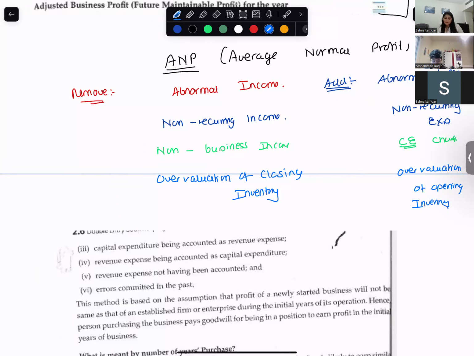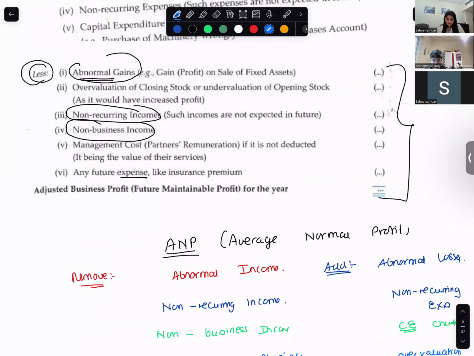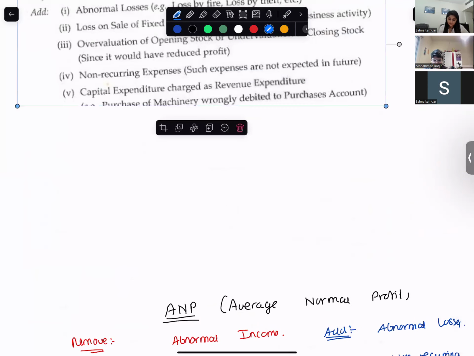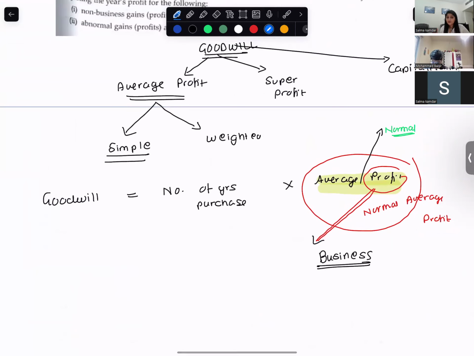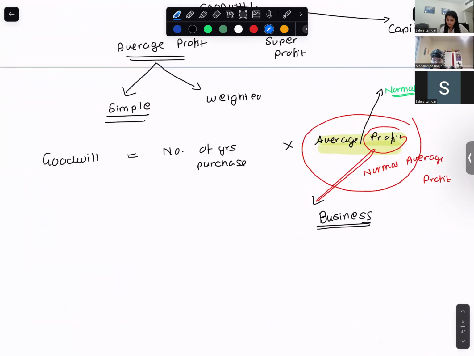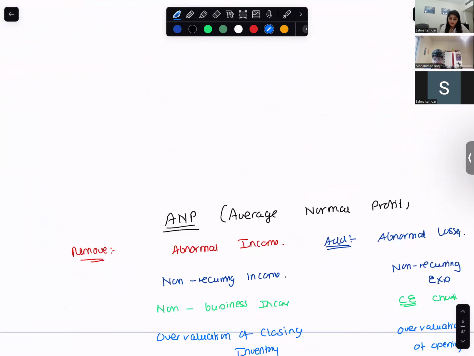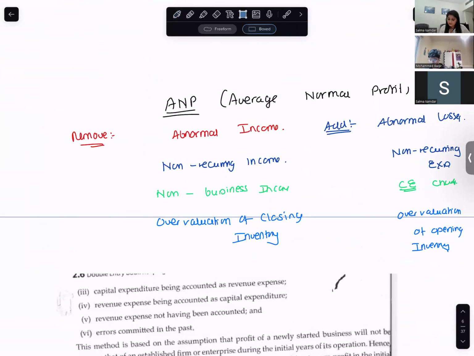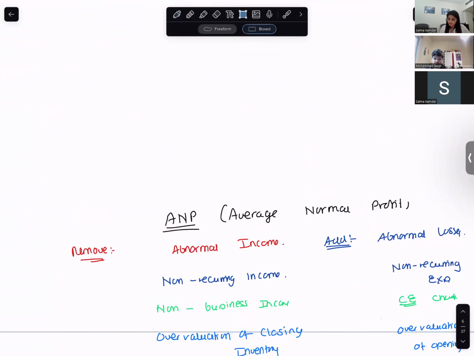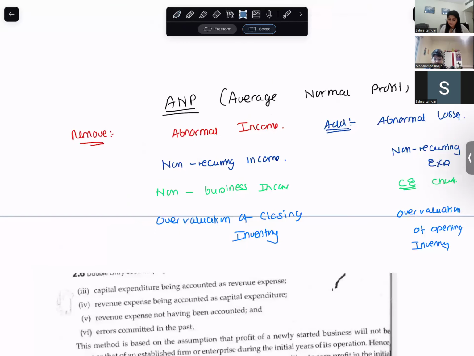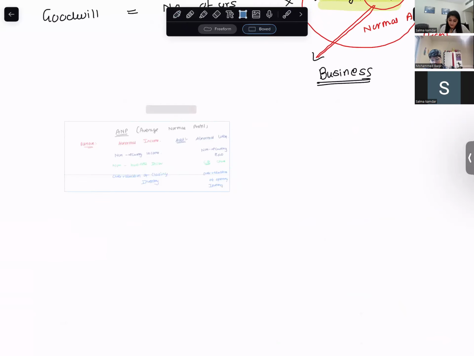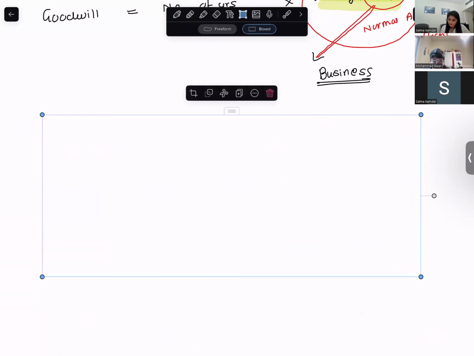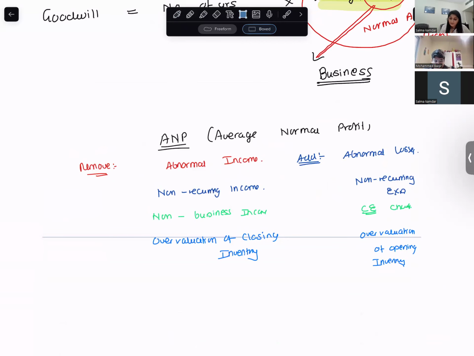When I am talking about goodwill, what is goodwill? Number of years purchase into average profit. But which profit do I want? Average normal profit. So if I want the average normal profit, what will I remove? I will remove abnormal incomes.